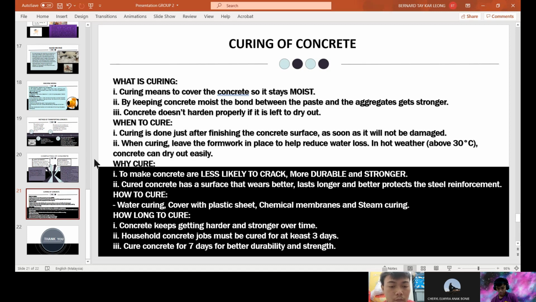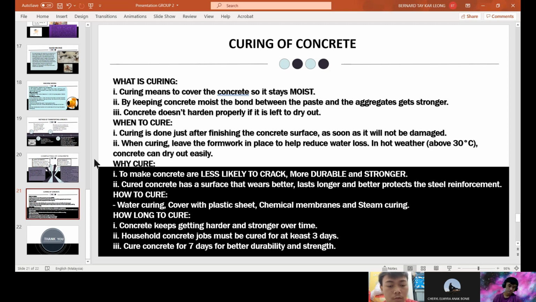Why must we cure? To make concrete less likely to crack, more durable, and stronger. Number two, cured concrete has a surface that wears better, lasts longer, and better protects the steel reinforcement. How to cure? First, water curing, cover with plastic sheet, chemical membrane, and steam curing.